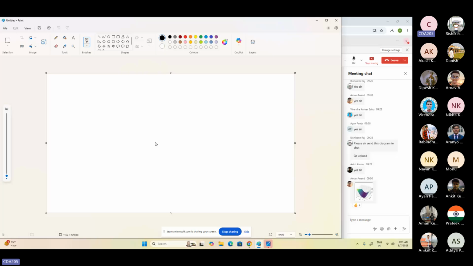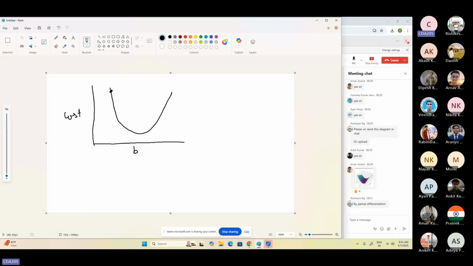So let us take one graph. This is B and this is cost. Now our cost will be here. At the initial state, our cost will be here. So if we have this local minimum, and we take bigger steps, we can change the chart. If we take the bigger steps, then what happens? This local minima will be escaped. So at this point, this is the slope.